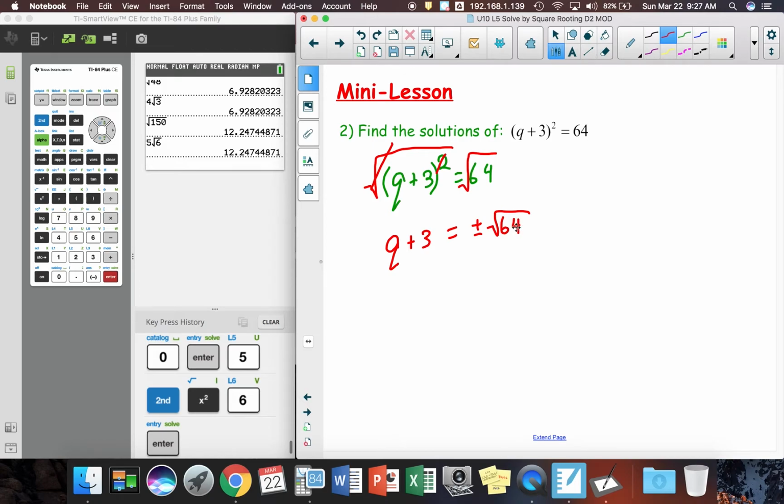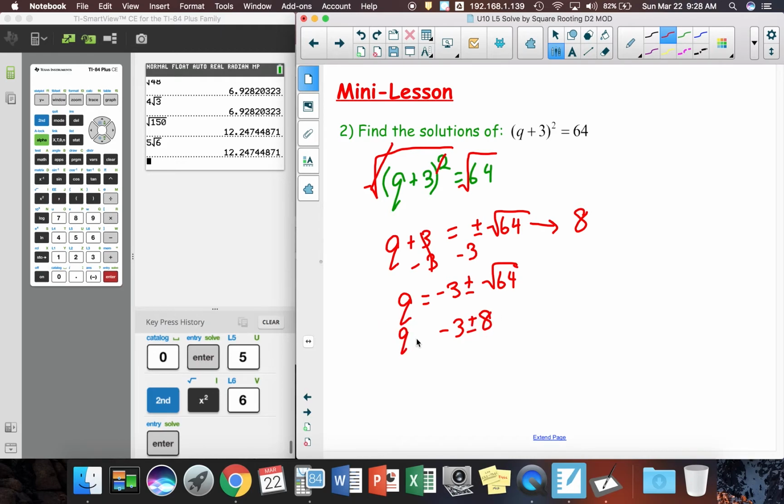Now some of you guys might be itching to do something right now, but don't do it just yet. Let's continue with the process. Subtract 3, subtract 3. We get q is equal to negative 3 plus or minus the square roots of 64. Now the reason why this should jump out at you is that the square root of 64, that's a perfect square. Perfect square of this is just 8. When we take the square root, it's going to be 8. So we're going to have negative 3 plus or minus 8.